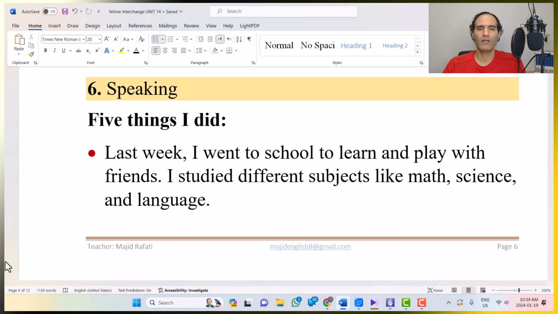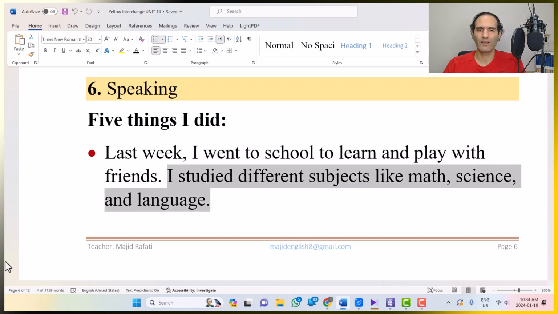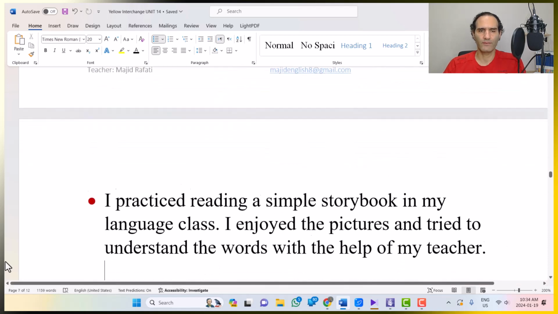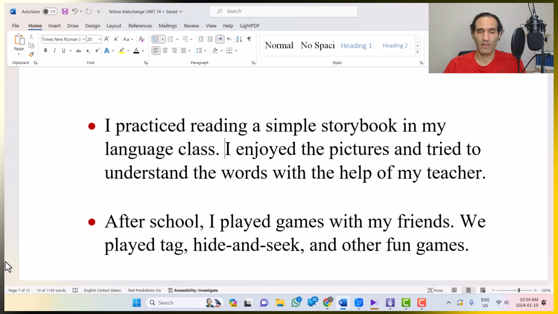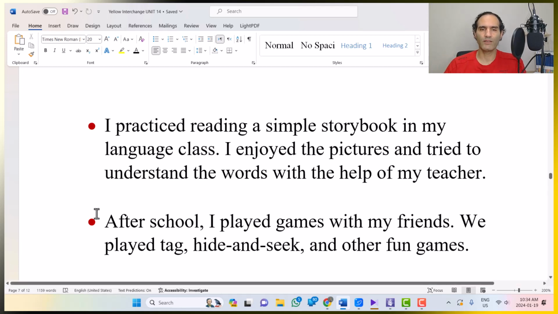My response? Last week, I went to school to learn and play with friends. I studied different subjects like math, science, and language. So each of these things you study at school is called a subject. This is one thing I did. The other thing, I practiced reading a simple storybook in my language class. I enjoyed the pictures and tried to understand the words with the help of my teacher. You know, these answers are not very difficult, but you need to give and repeat speaking.